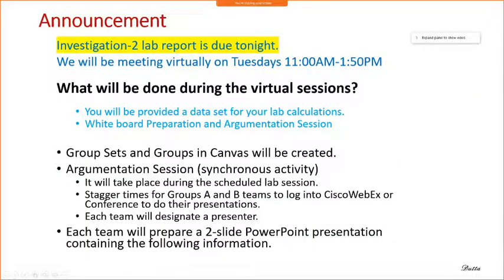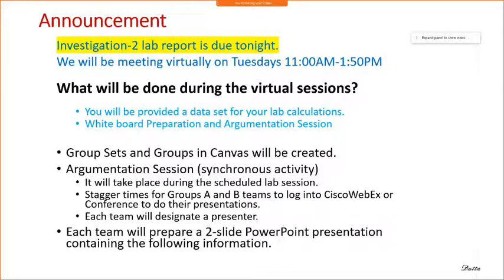Okay, so as you know, unfortunately, we are not going to meet face to face for the remainder of the semester, but we'll be meeting every Tuesday during our lab time. We're going to meet virtually and you're going to complete the lab. Before that, we're going to provide you the experimental data which you could have generated if you met face to face, but we are not going to meet.